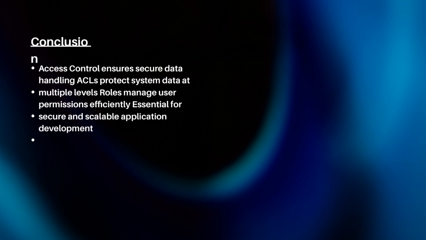Roles are another critical aspect. They help us manage user permissions efficiently. Instead of assigning permissions individually, we define roles based on job functions, which simplifies administration and reduces errors. This way, users get the right level of access quickly and consistently. Ultimately, implementing effective access control is essential for building secure and scalable applications. It's not just about protecting data now, but also about making sure our systems can grow and evolve securely over time.